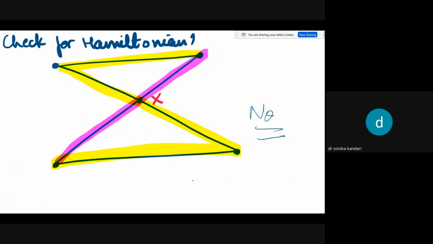Check for Hamiltonian. Is this a Hamiltonian graph? Check. No, ma'am. Why? Because the middle vertices will be covered twice.